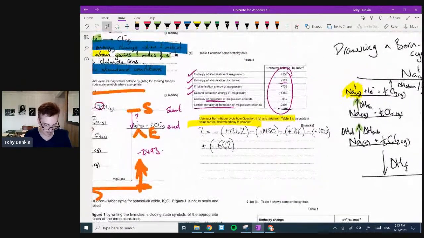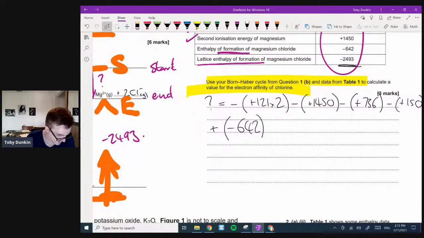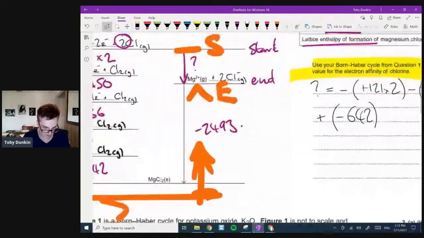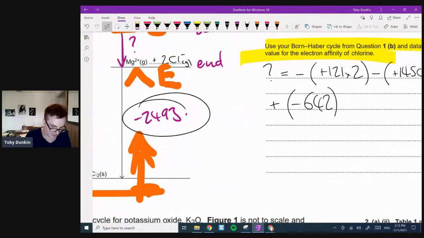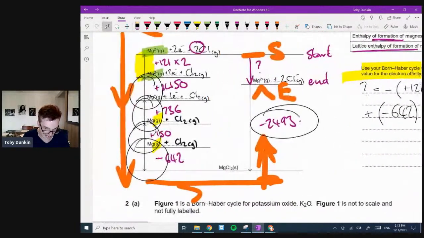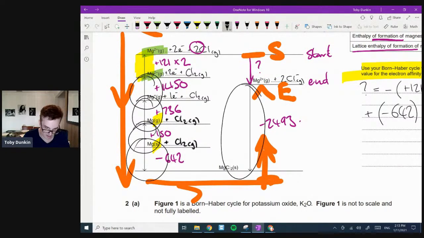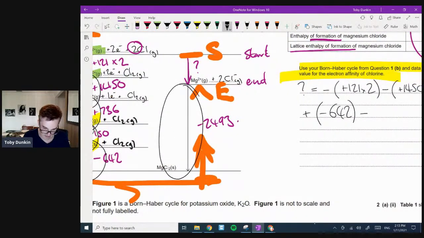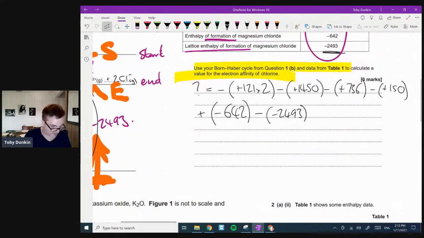And I get an enthalpy of electron affinity. Isn't that fascinating? Oh wow, this is really, really high. Oh, I've missed a bit. Guys, I've missed the last step because someone asked me a question. So the last arrow is going against me, so minus brackets, minus 2493, close brackets. And that gives me a final answer of minus 727 kilojoules per mole.